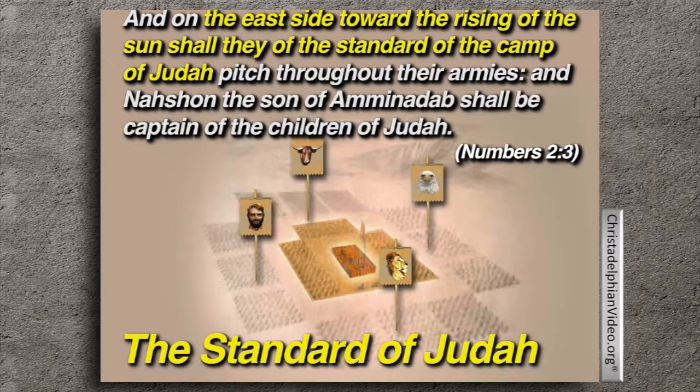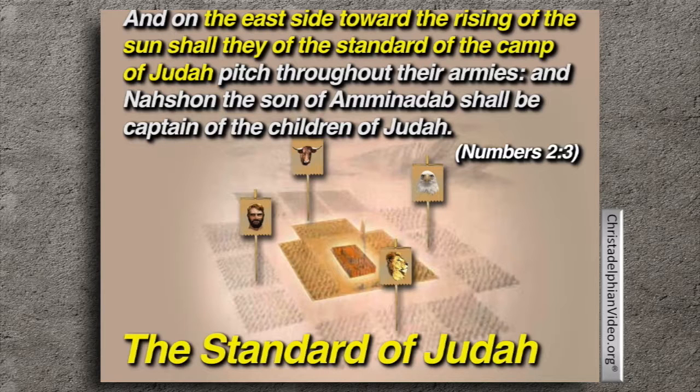So we begin then with the standard of Judah. Judah, in verse 3, we're told that it's on the east side. Notice the phrasing here, toward the rising of the sun. And that little phrase will come up elsewhere, as we'll see. In fact, you may think of it already with the book of Revelation in chapter 16. And they are the standard of the camp of Judah, who will pitch throughout their army. So they're depicted in a military encampment, and they have the standard pitched towards the sun.